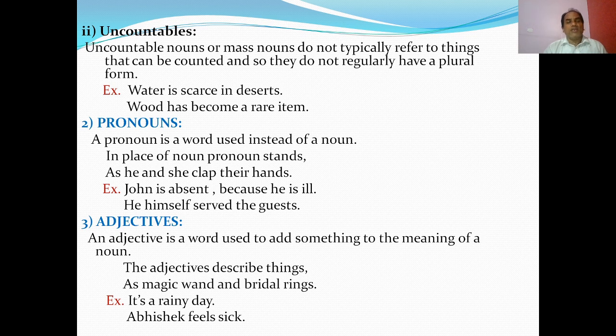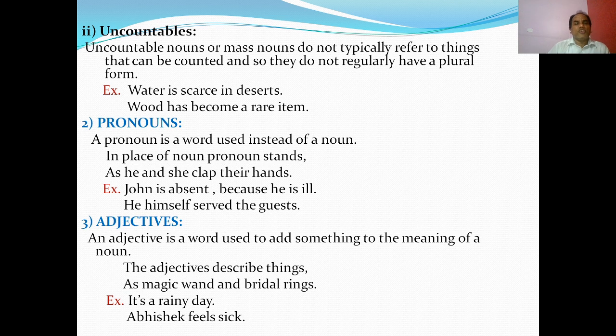Okay, so, water is scarce in deserts. Water is an uncountable noun because there is no plural form of water and we can't count it. Wood has become a rare item. Wood is also uncountable because we can't count it and it does not have a plural form.